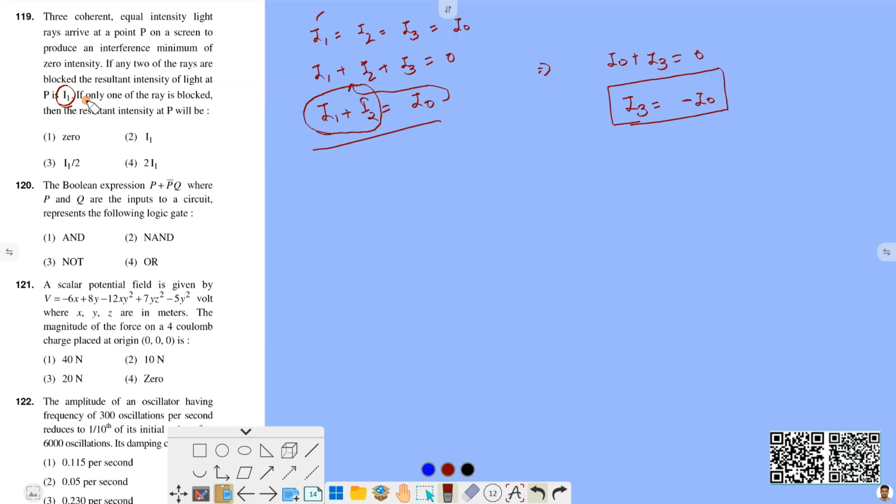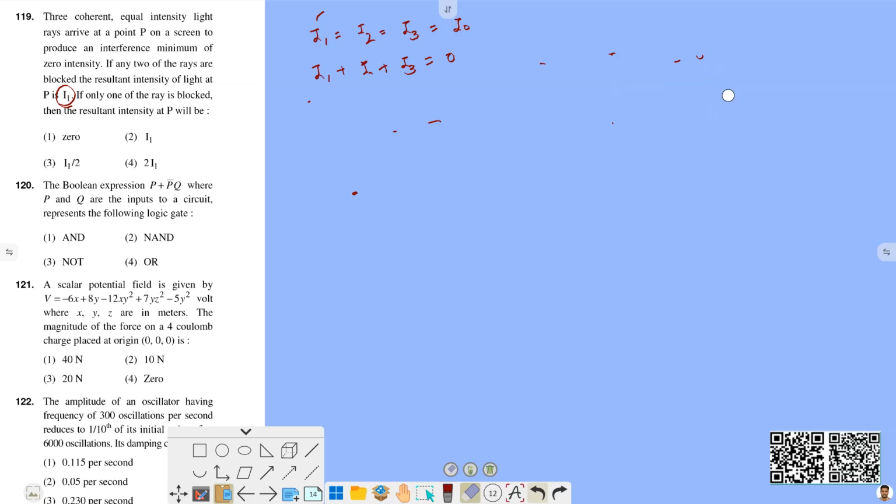Now coming to the question, that only if one of the rays is blocked. Oh, sorry, a correction here. I misread the statement, and I got this part wrong. Let me correct it. Now the statement was that, let me fix this one first.